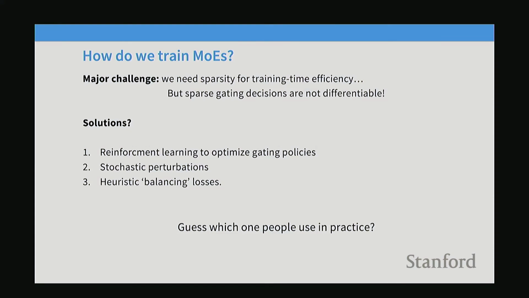So we need train-time sparsity, but sparse gating decisions are obviously not differentiable. We now have a kind of annoying RL-ish problem. We could do any of these things: RL to optimize gating policies, bandit-inspired things like randomization to do exploration, or we can just have some heuristics that try to balance things out, like putting some loss terms in there and hoping things work out. Having gone through deep learning classes of many kinds, you can guess internally which one people use in practice. I'll talk about each one of these 3 in turn.